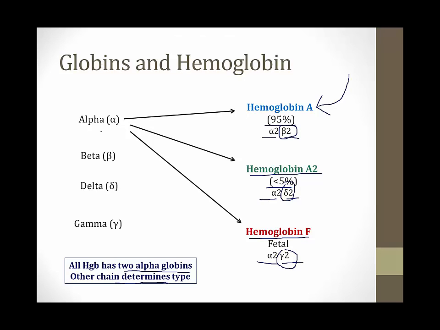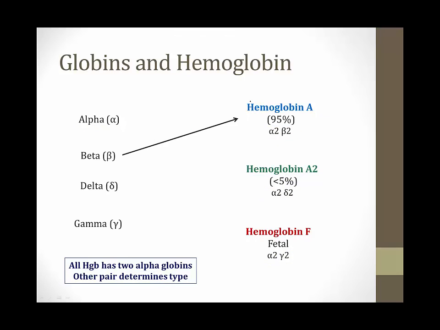And also note that the alpha chain is very important because it's a component of all 3 types of normally occurring hemoglobin. So if you have an alpha thalassemia and a problem with the alpha chains, it can affect all 3 types of hemoglobin. Beta globin chains, on the other hand, are only found in hemoglobin A. So people with beta thalassemia, as we will see, have a problem only producing hemoglobin A. And then finally, the delta and gamma chains are found in either hemoglobin A2 or hemoglobin F.